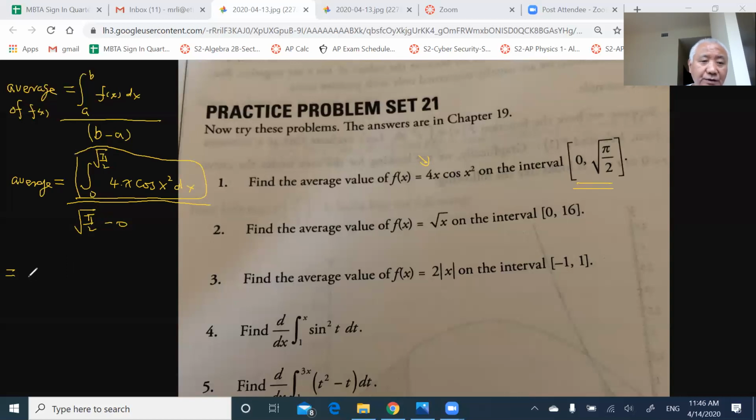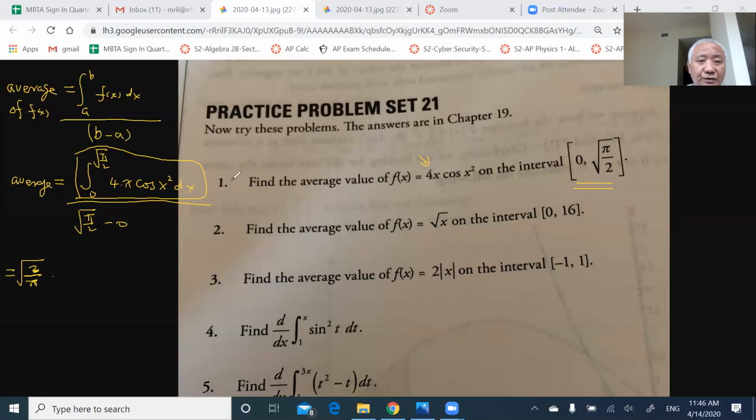This one is just a constant, so put it aside. We can flip it, because it's at the bottom, and we get square root of 2 over pi. This is the pi, okay? Now the key part is here.